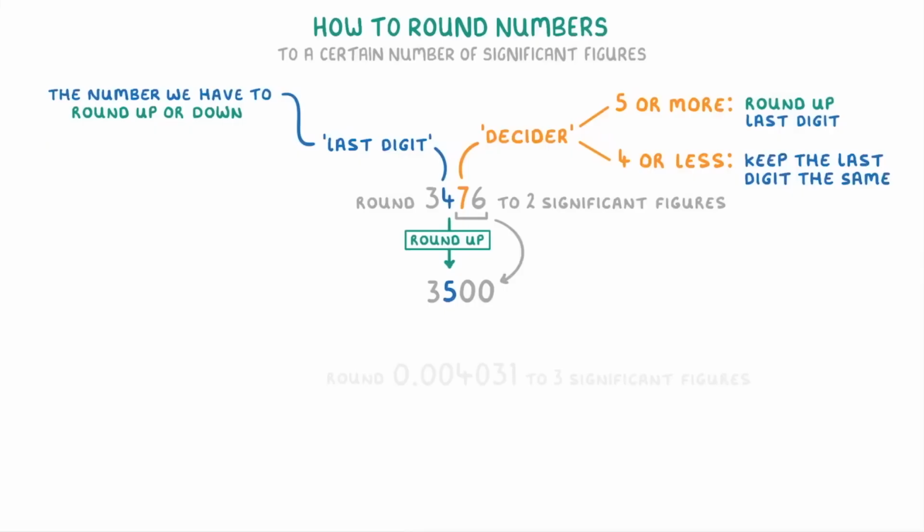Another way of thinking about it is that because our last digit was in the hundreds column, we just round the whole number to the nearest hundred. So 3476 becomes 3500.